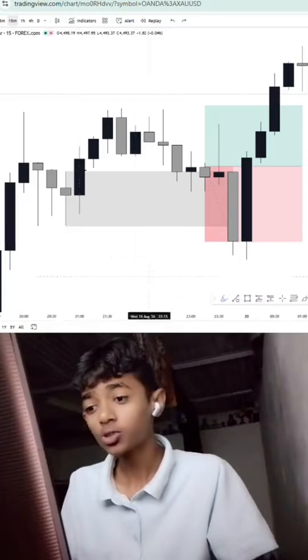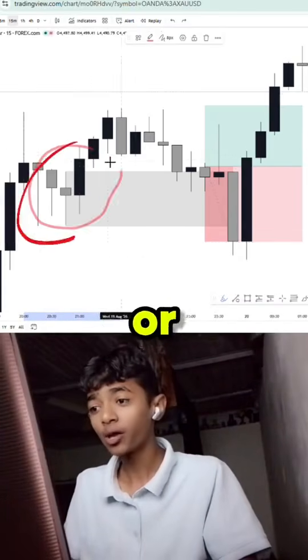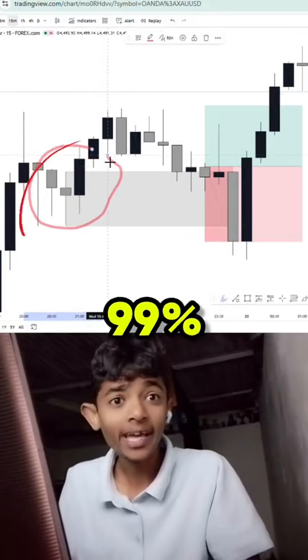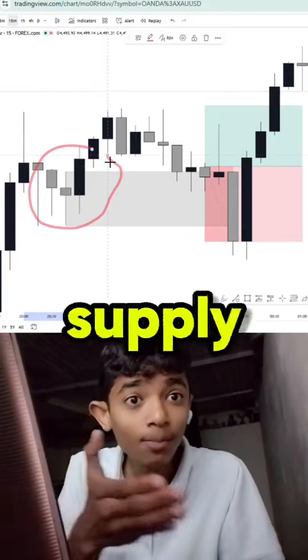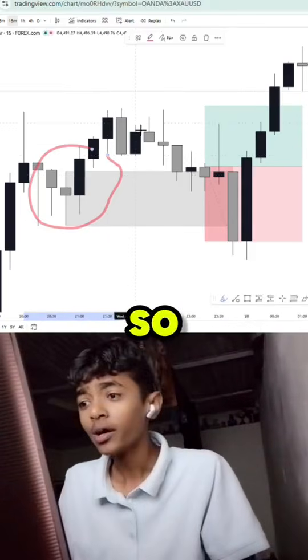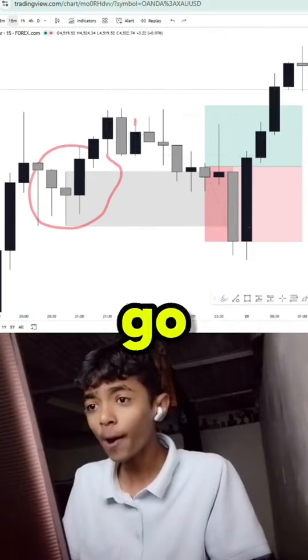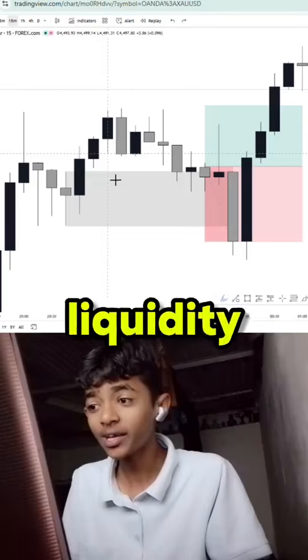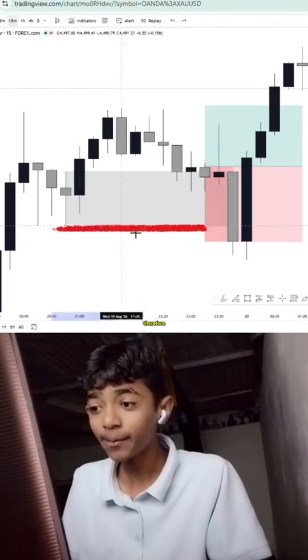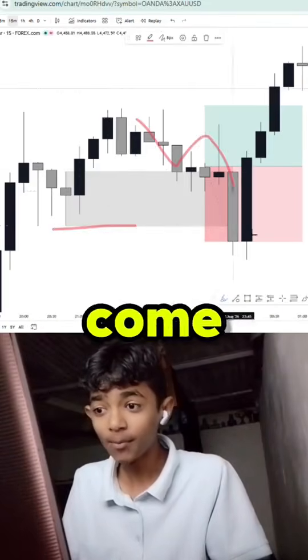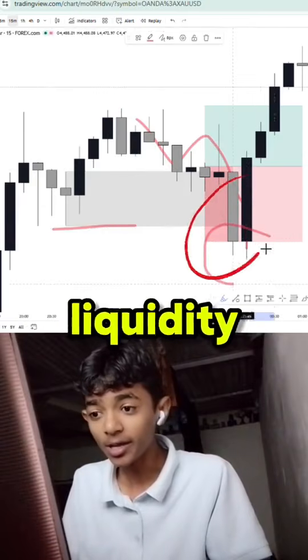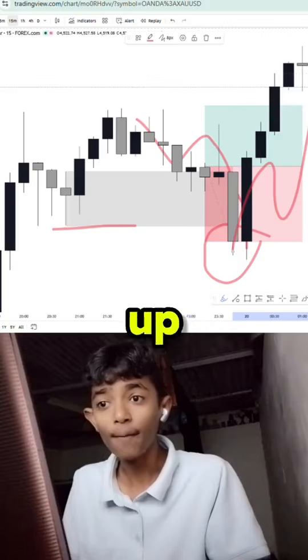Let me explain. So you are marking your supply or demand zone here, but 99% of retailers are also marking the supply and demand zones here. So if smart money wants liquidity to fuel their move and to go upside, where's the liquidity? The most amount of liquidity is sitting below it. Therefore, price comes here, sweeps the liquidity, and then moves up.